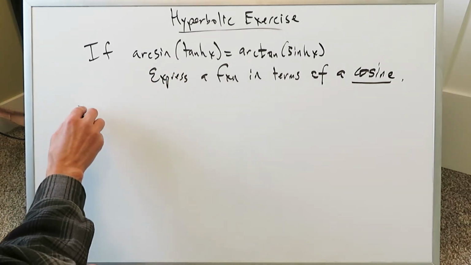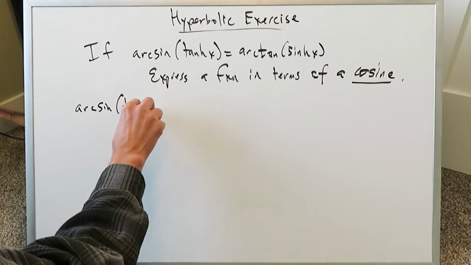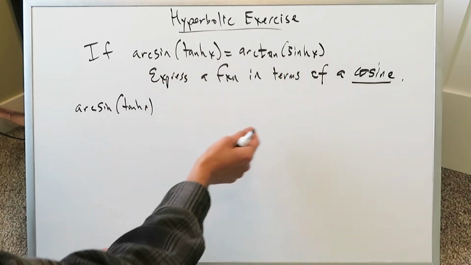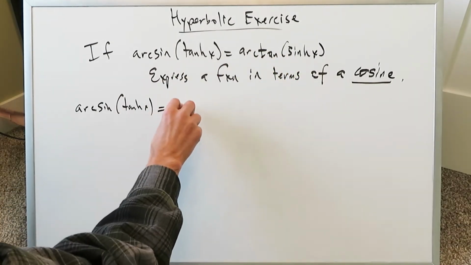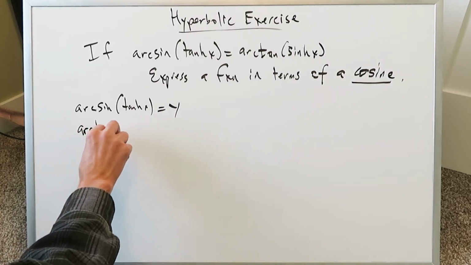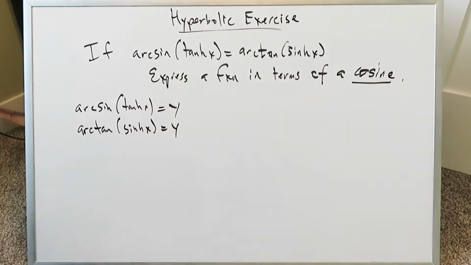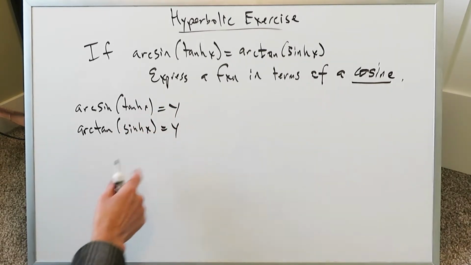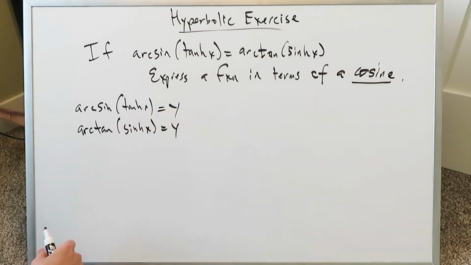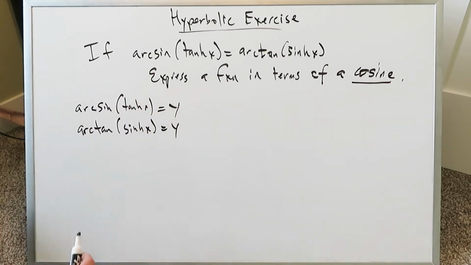How about this? We have arc sine tan h x. This right here is equal to a function, and this right here is equal to a function. They are indeed independent functions. We can make them separately equal to a y. We have arc tan sine h x is equal to y. Apparently they're both equal to each other by means of that expression, but individually they're both equal to y because they are independent, complete functions.